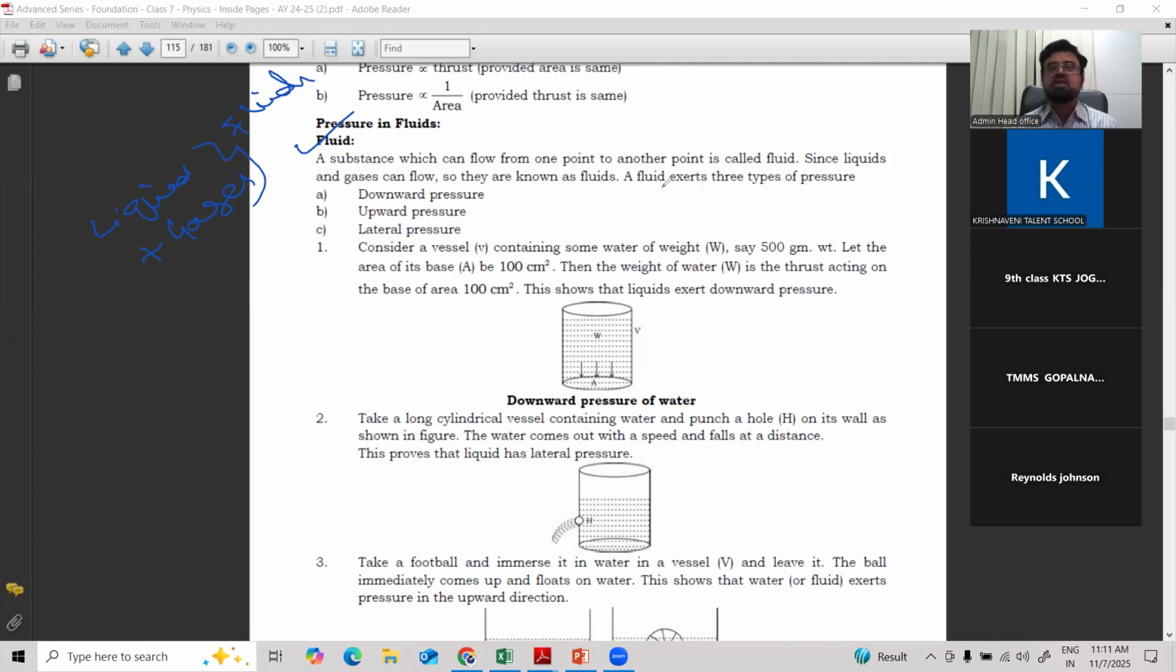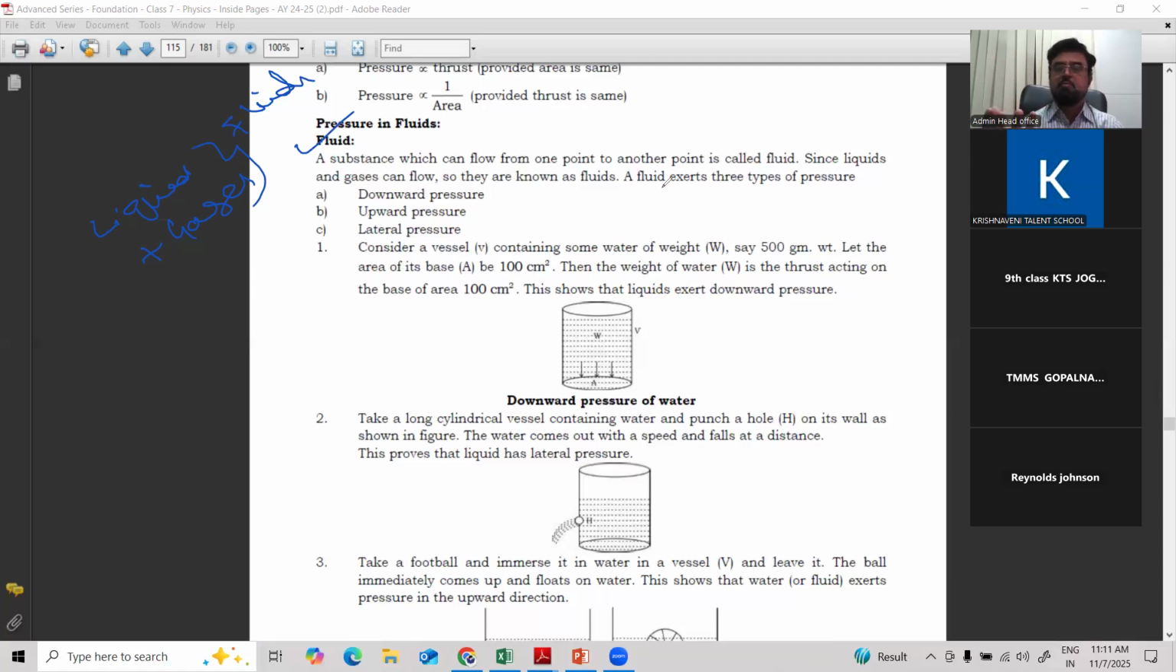So what we have seen just now is only solids, the pressure exerted by solids. Now this is the pressure exerted by liquids and gases. Suppose we are blowing air into a balloon, it will bulge. Why? Because of the pressure exerted by the gas. The air that we are sending applies pressure on the walls of the balloon and makes the balloon bulge.